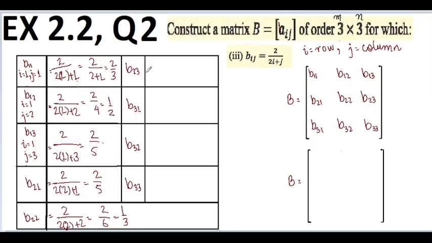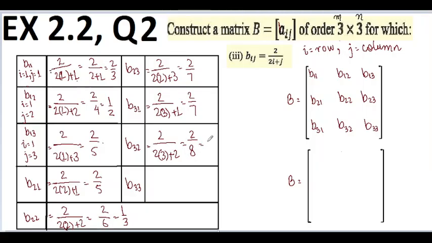Now B23, for B23 we get 2 divided by 2 into i is 2 plus j is 3. So we get 2 by 2 into 2 gives us 4 plus 3 gives us 7. Now 2 divided by 2 into i is 3 plus j is 1, which is equal to 2 into 3 gives us 6 plus 1 gives us 7. Now B32 equals 2 by 2 into i is 3 plus j is 2. So we get 2 by 2 into 3 gives us 6 plus 2 gives us 8 equals to 1 by 4.